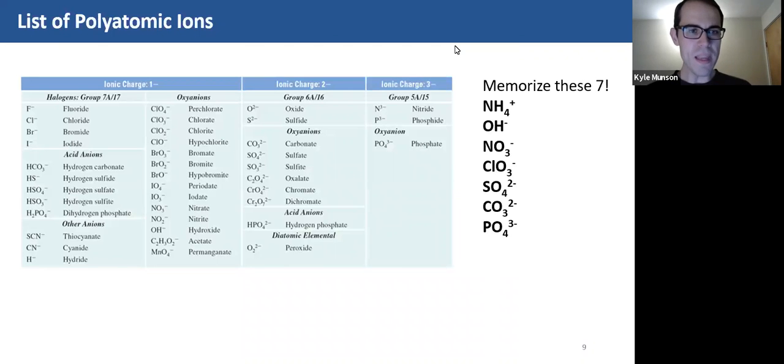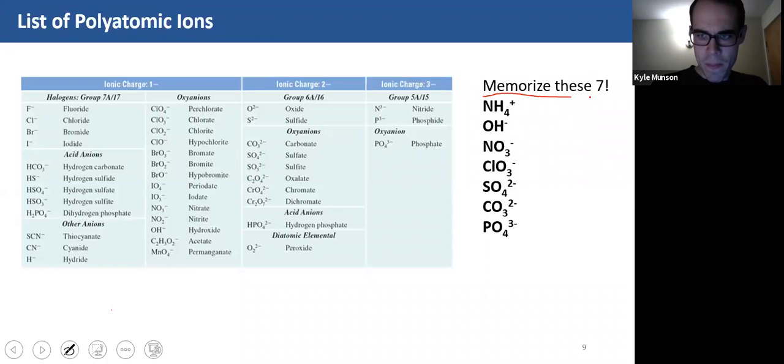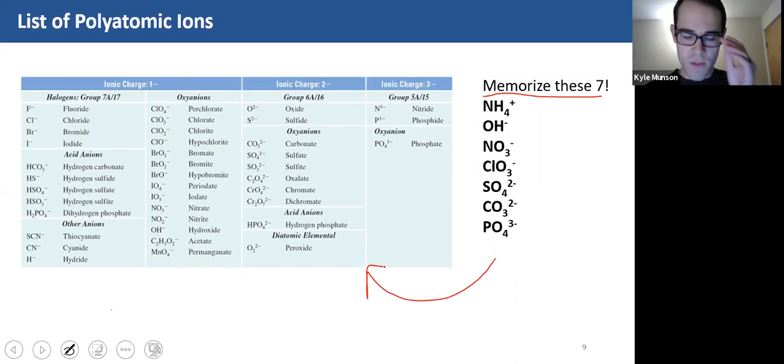So here's some guys that are known as polyatomic ions. And polyatomic means they're ions formed by multiple atoms bonding together. And these guys over here are the ones you're going to need to memorize, okay? And their names are found in this table. Okay, so these are the guys, again, on the right that we're mainly going to be focused on.